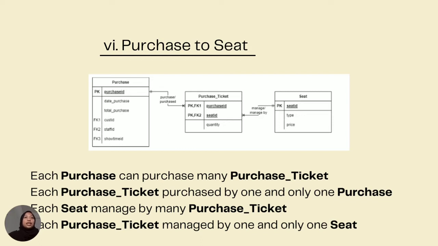Each purchase can have many purchase tickets. Each purchase ticket is purchased by one and only one purchase. Same goes to seat. Each seat can be managed by many purchase tickets, but each purchase ticket is managed by one and only one seat.